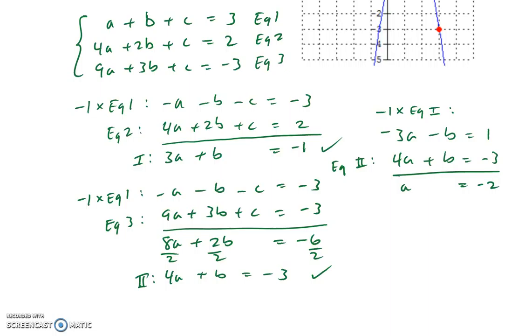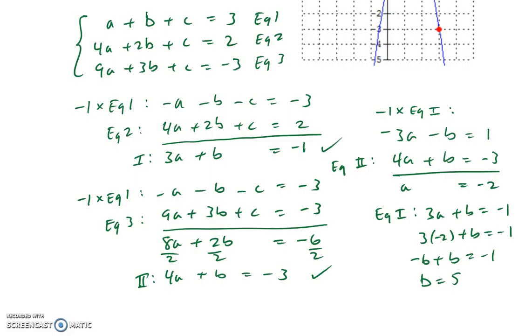Okay, now going back to, let's use equation Roman numeral 1 in its original form. So going back to that, we have 3a plus b equals -1. Let's replace a now with -2 from the previous step and solve for b. So that's -6 plus b equals -1. Adding 6 to both sides, we obtain b equals 5.